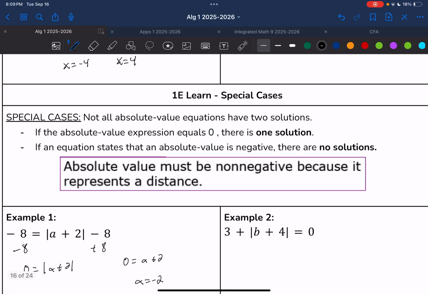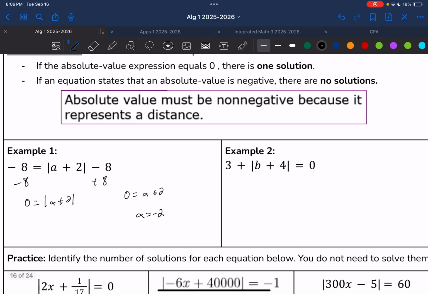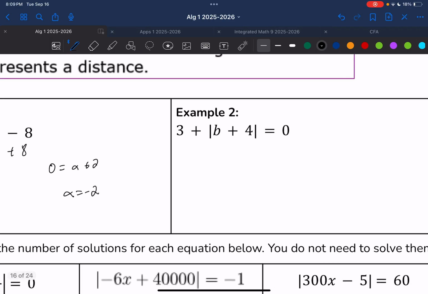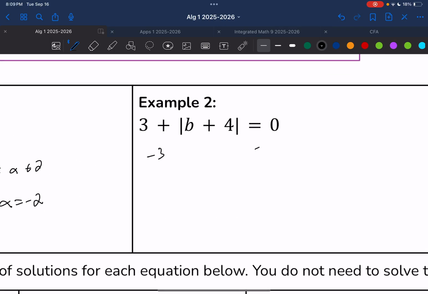The other special case is if the equation states that the absolute value is negative, there is no solution. And remember, absolute value is always non-negative because it represents a distance. So absolute value is always positive, meaning that if we subtract 3 from both sides, we get the absolute value of b plus 4 is equal to negative 3. Well, no matter what b is, no matter whether this is positive or negative, the absolute value is going to make it positive. So there's no way that's going to be equal to negative 3, meaning that this has to be no solutions.